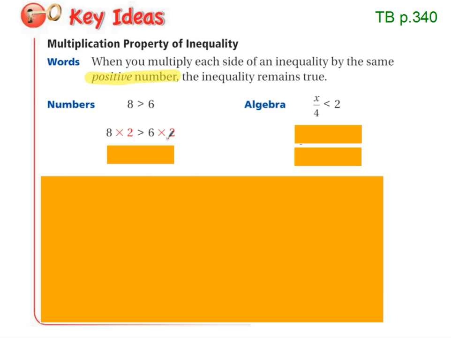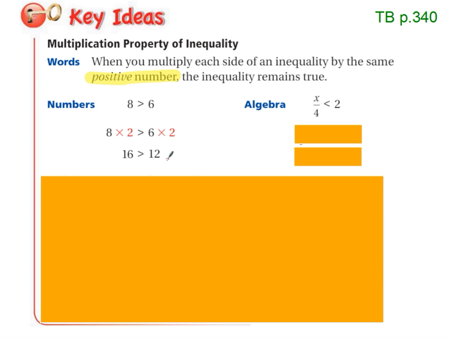For example, in the inequality 8 is greater than 6, when I multiply each side by 2, my new inequality is 16 is greater than 12. So it stays true regardless of what number you use, as long as you multiply the same thing on the left and the right, and it's a positive number.